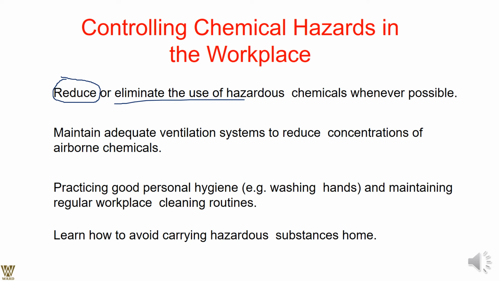Next would be to have, if you are still having it, an adequate ventilation system. Now, a ventilation system will take care that the poisonous gas being released gets mitigated in the atmosphere altogether. The concentration of airborne chemicals reduces drastically.